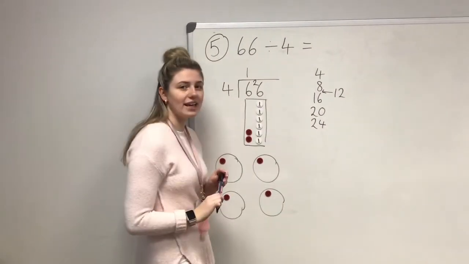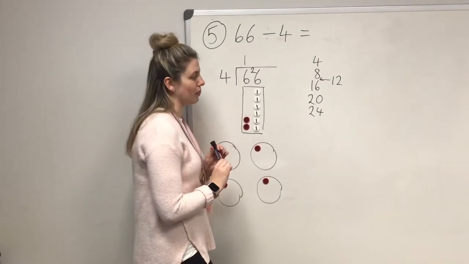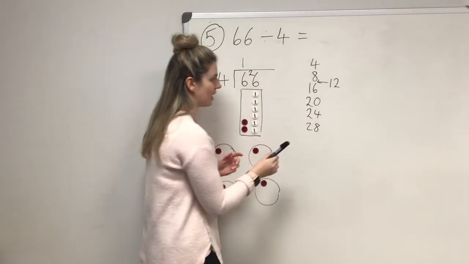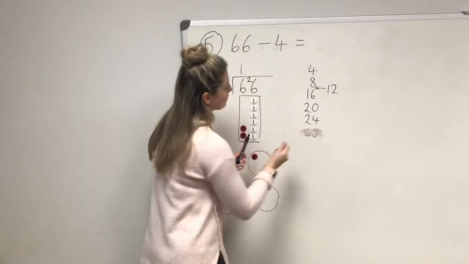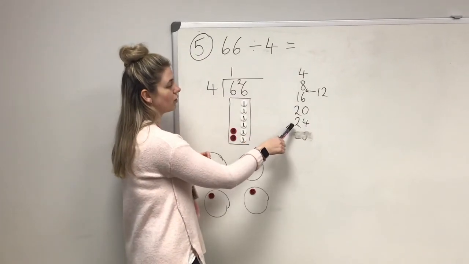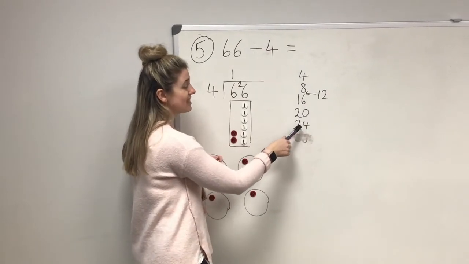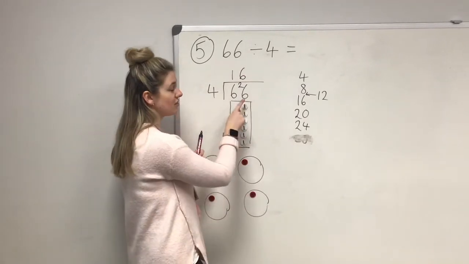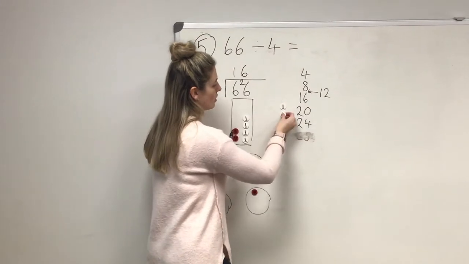We can't make 26 in the 4 times tables. Okay, so if I added another 4 on, it would make 28. So 26 is in the middle of those ones. Okay, so how many times does 4 go into 26? Well, it goes 1, 2, 3, 4, 5, 6. So it goes 6 times, and then I've still got 2 ones remaining.